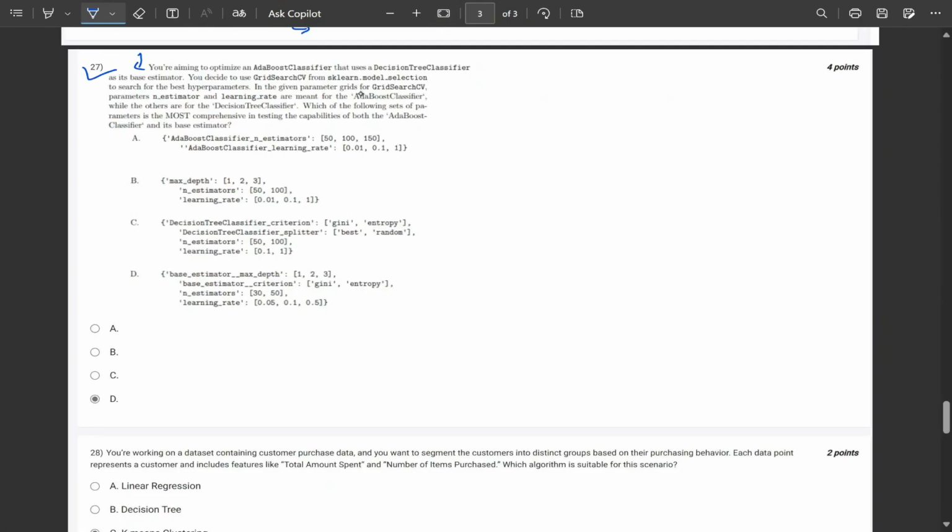In the given parameter grid, for grid search CV, the parameters n estimator and learning rate are meant for AdaBoost classifier, while others are for decision tree classifier. Which of the following sets of parameters is most comprehensive in testing the capability of both AdaBoost classifier and its base estimator? So your base estimator is actually DTC, that means decision tree classifier. AdaBoost is an ensemble method. So it has a particular way in which you will give the parameters to it, and the way is that whenever you have your base estimator, use the pipeline method to give its parameter.